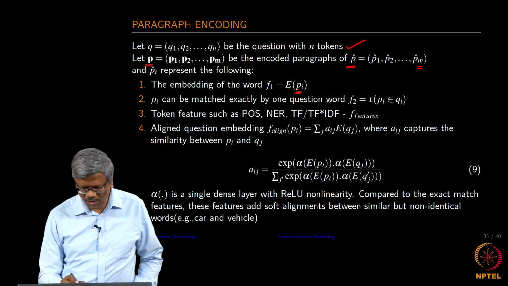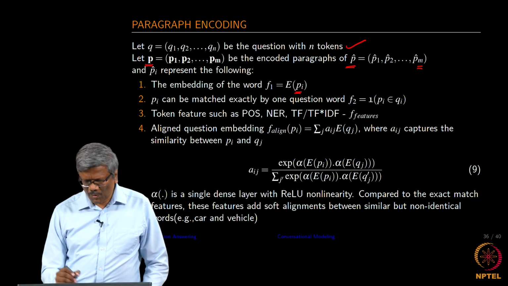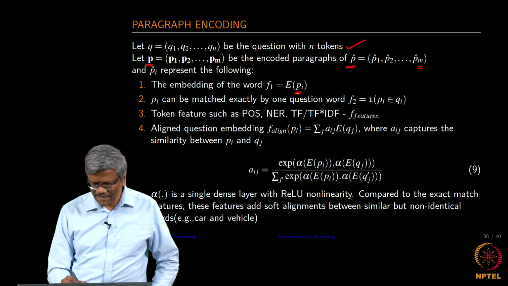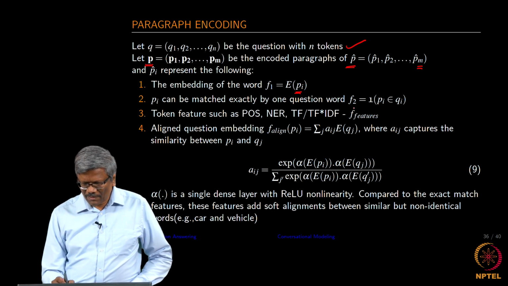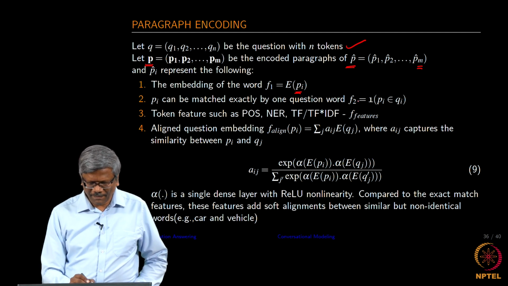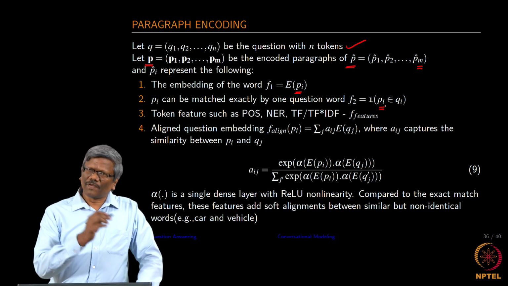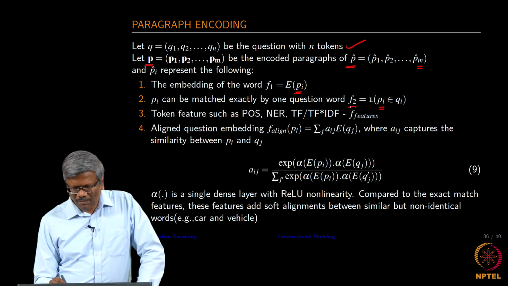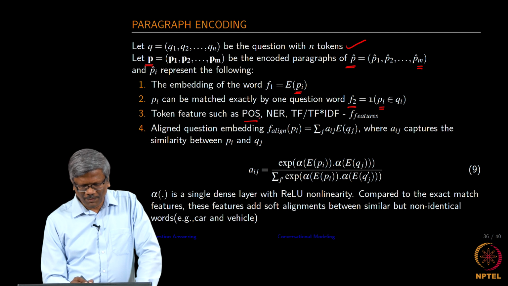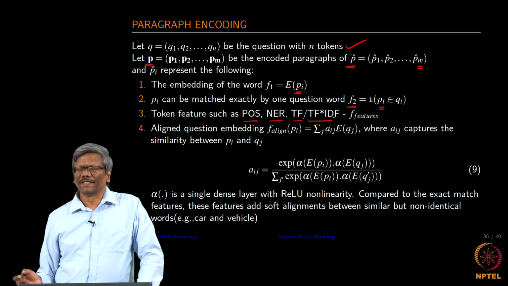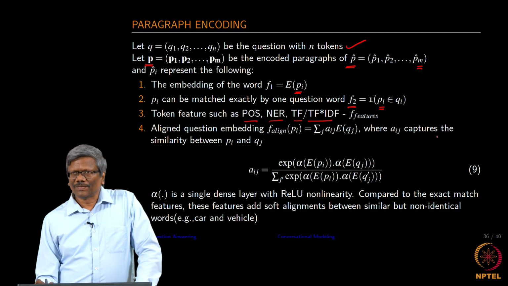So, the small p i, pay attention to the notation here without any bold. You have a paragraph and every word is represented in that paragraph by this notation. p i can be matched exactly by one question word. Suppose we have the word which is also available as part of the question, then we have one feature called F2, which is equal to 1. And then we can use the token features such as POS, NER, TF or TF-IDF as another feature set. And then aligned question embedding is also captured.